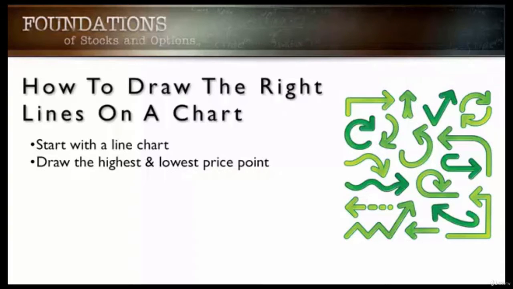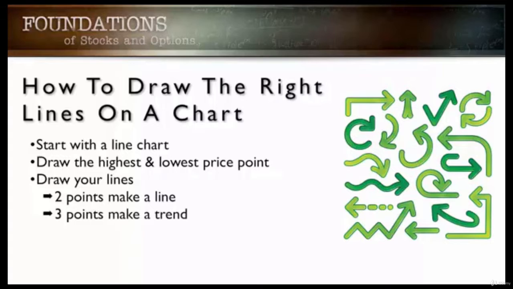Now, the next thing we want to do is come through and draw a line connecting all the support and resistance points. And so we're looking for a minimum of 2 points to make a line.